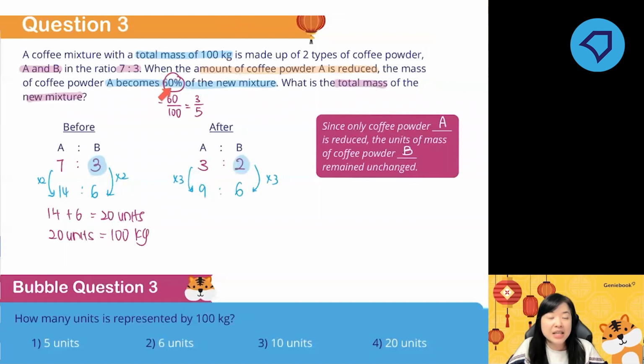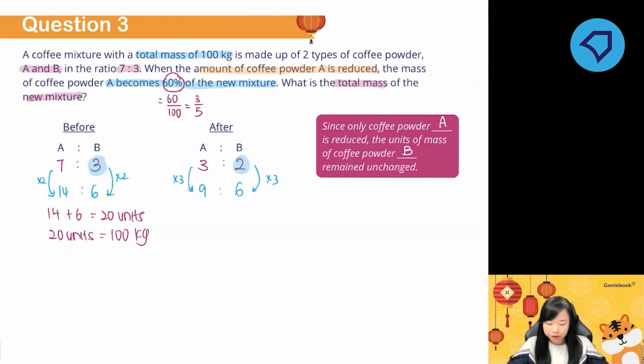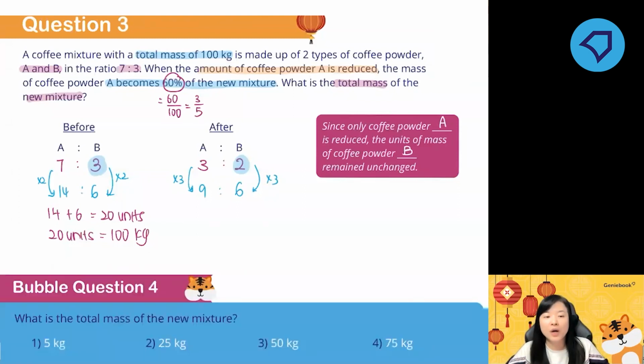Okay, so with 60% you will not be able to find the ratio. So you must express it as a fraction first, 3/5. Then you know that A is 3 units. The whole mixture is 5 units. So B is 2 units. Okay, now are you ready for the next bubble question? Take a look first before I launch. What is the total mass of the new mixture? Okay, are you ready? Launch. 20 units is 100 kg, okay? Can y'all find 1 unit first?